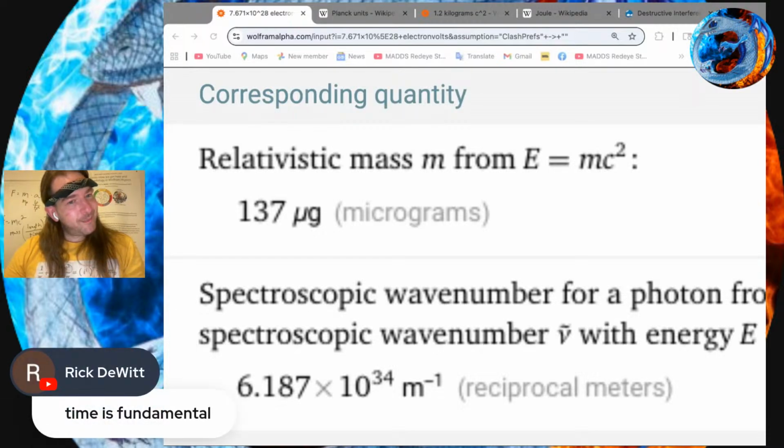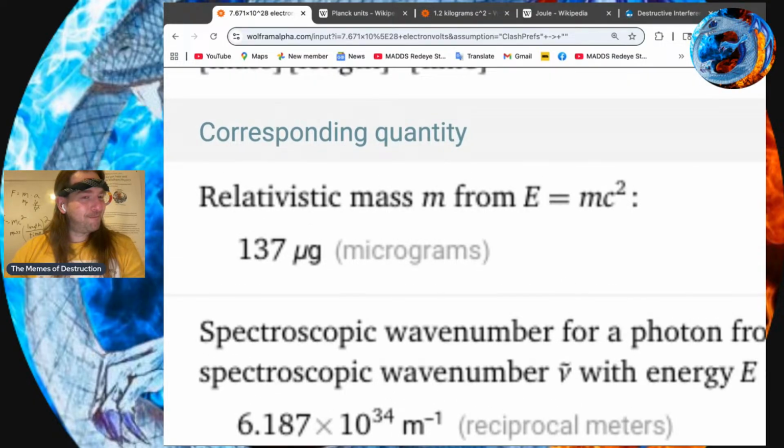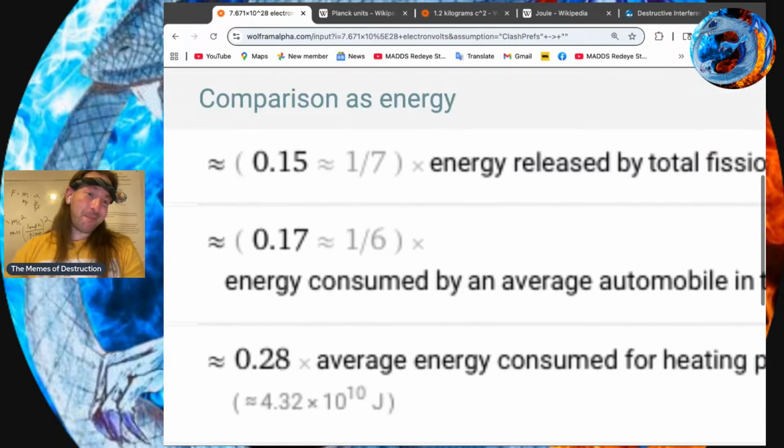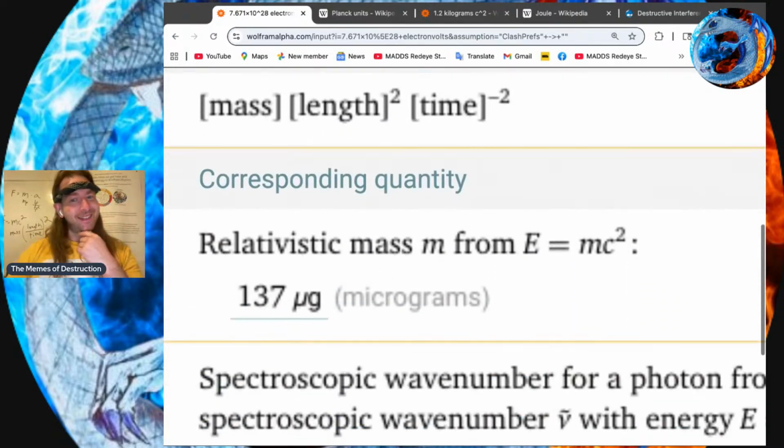Just saying time is fundamental. Well, yeah, it kind of seems like the bottom turtle to me, but then again, I am biased here. Oh, at least this last thing.